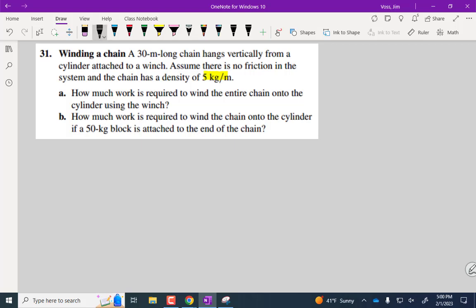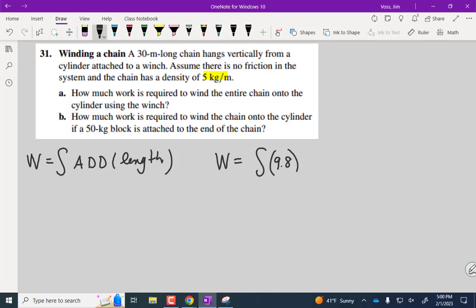We know it's a 1D lifting problem, so the work done is going to be ADD length. That's our starting point, our generic formula. Acceleration is due to gravity, so that's going to be 9.8. The second letter, density, is 5. Now the third letter, the second D, is the distance traveled by an element of chain.